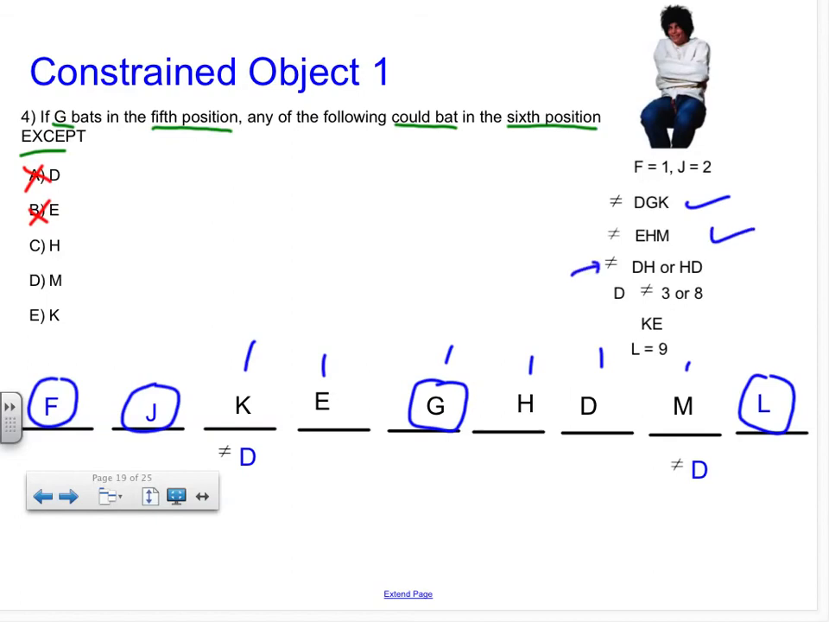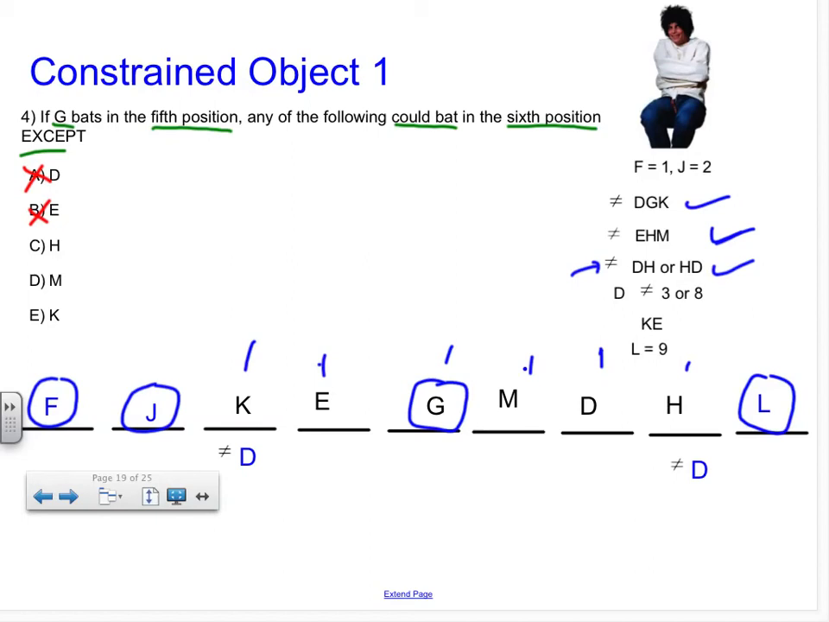This condition right here is currently broken. So let's see if we can find another alternative. What about if we switch M and H? Will that still work? So D, G, and K are still separated. E, H, and M are still separated. Now D and H are, oh no, D is still by H, so that doesn't work.